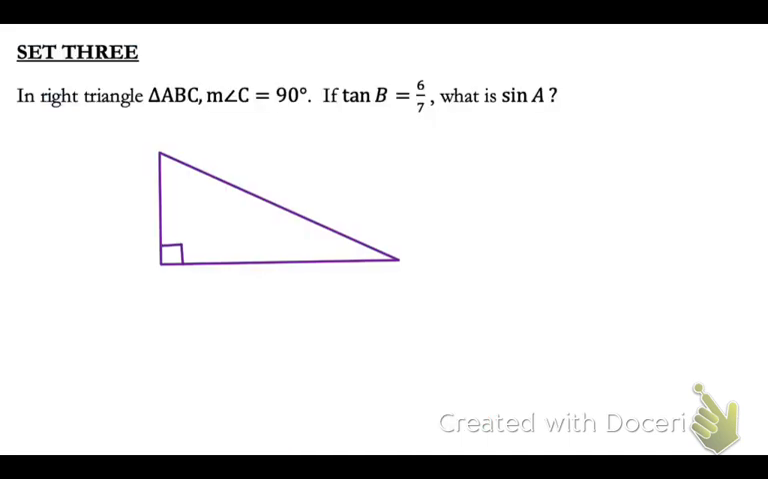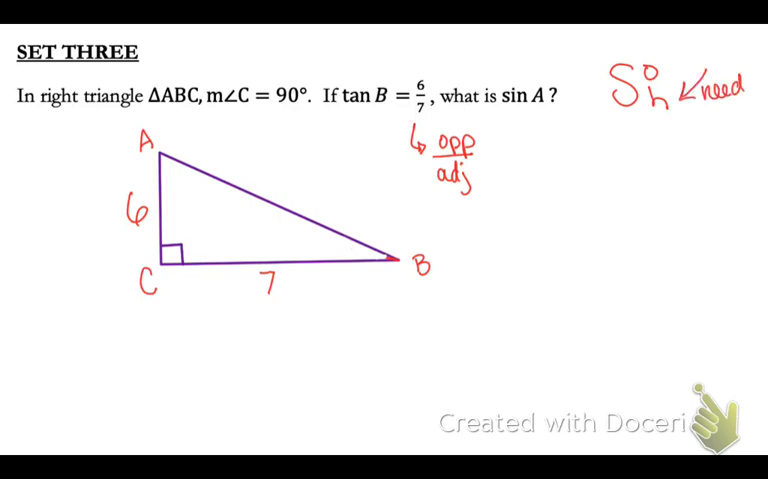Then on this last example, we're going to start with our right triangle. It's extremely important that we label our angles correctly. They tell us that angle C is the 90 degrees, which makes the other two angles A and B. They say the tangent of B equals 6 over 7. Tangent is opposite over adjacent, so the side opposite angle B is 6, and the side adjacent to angle B is 7. They're asking us for sine of A. For sine, we need opposite over hypotenuse, and we don't have the hypotenuse right now, so we need the hypotenuse.